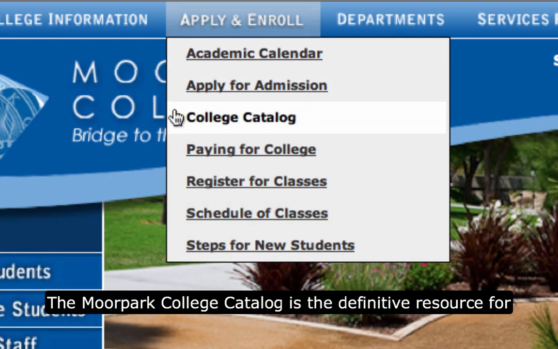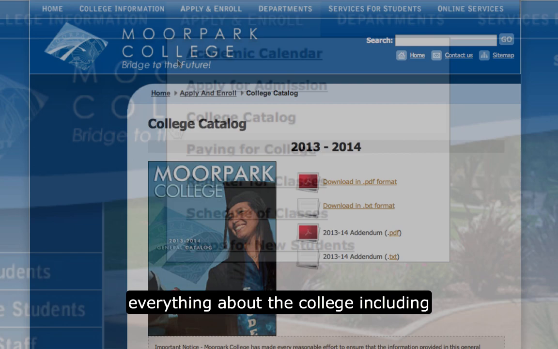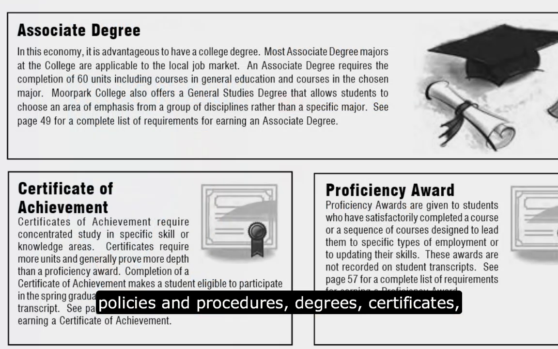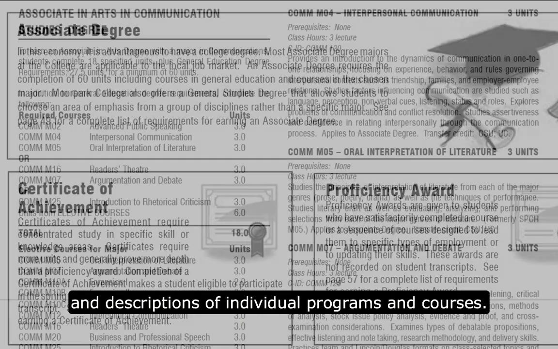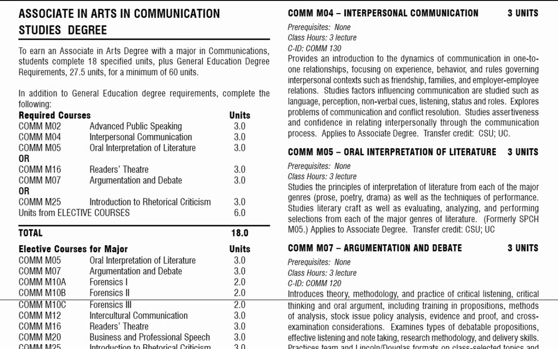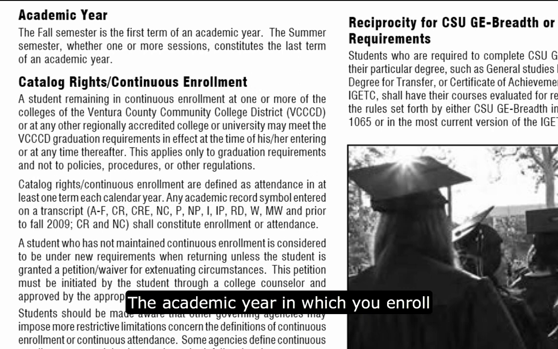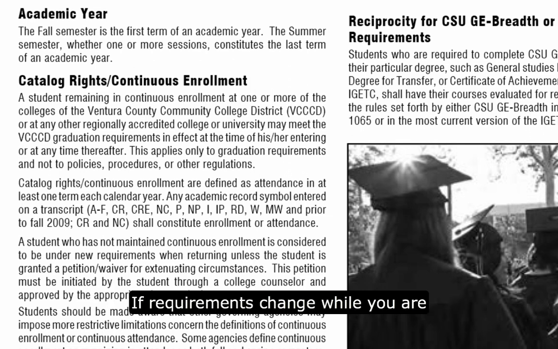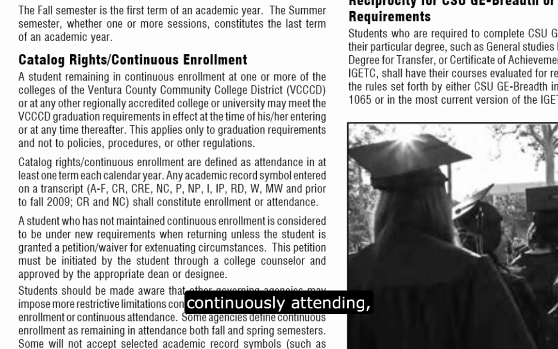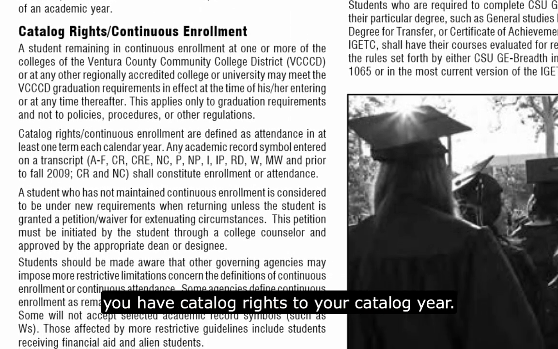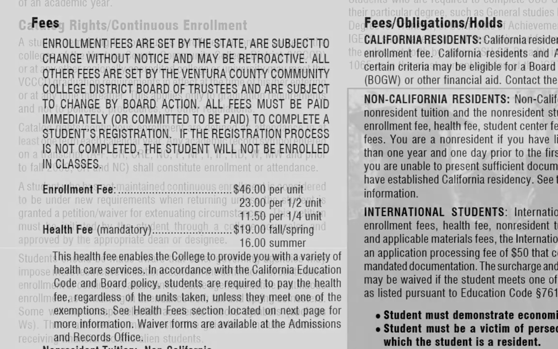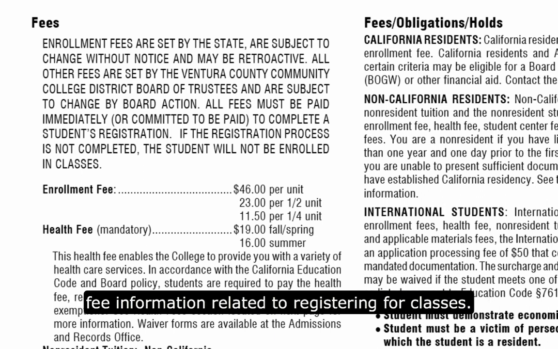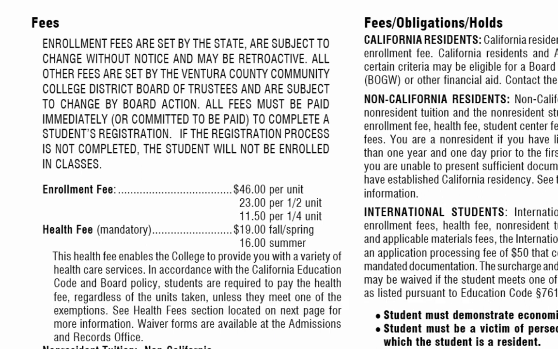The Moorpark College Catalog is the definitive resource for everything about college, including policies and procedures, degrees, certificates, and descriptions of individual programs and courses. The academic year in which you enroll is your catalog year and contract with the college. If requirements change while you are continuously attending, you have catalog rights to your catalog year. The catalog is also the place to find the most current fee information related to registering for classes.